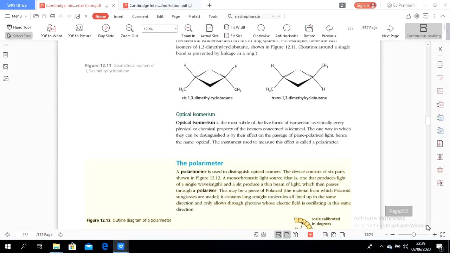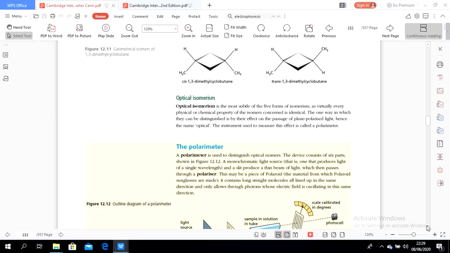And then optical isomerism. Optical isomerism is the most subtle of the five forms of isomerism. As virtually every physical and chemical property of the isomers concerned is identical, the one way in which they can be distinguished is by their effect on the passage of plane polarized light. Hence the name optical. The instrument used to measure this effect is called a polarimeter. So this is the polarimeter used to distinguish optical isomers.